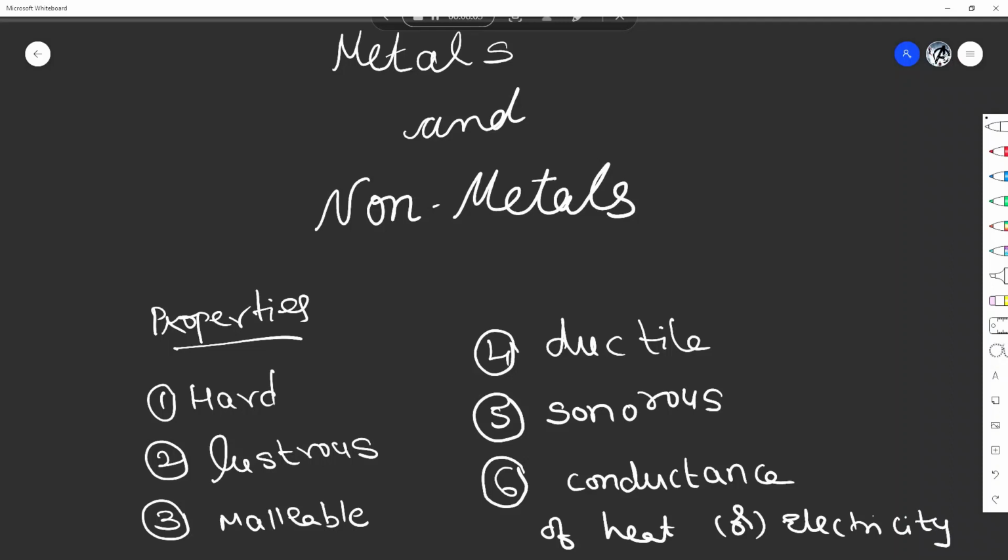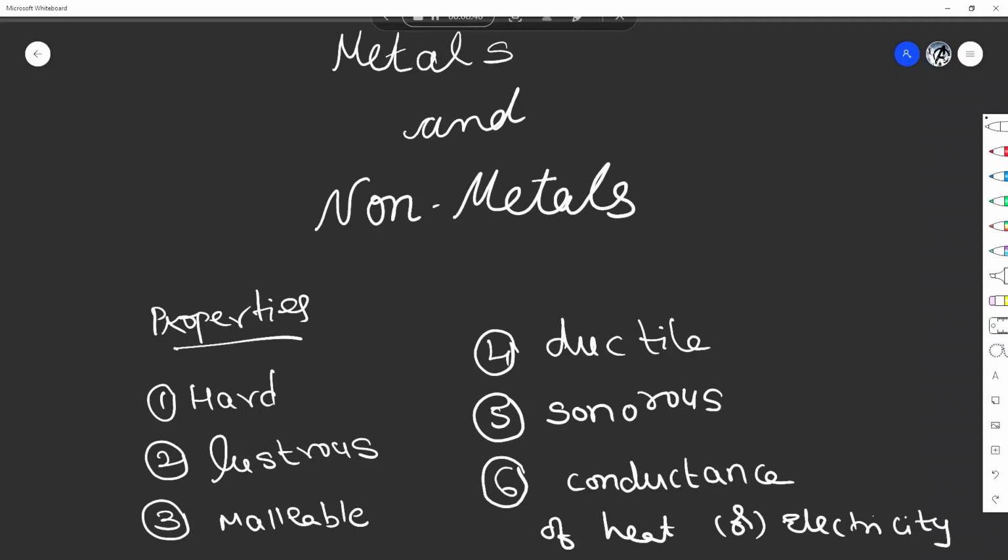Okay, so non-metals. Non-metals need not be hard. They can be soft also. If you take, for example, sand. Sand is not a metal. It is a non-metal. It is soft, right? And lustrous: all non-metals need not be lustrous. They can be dull. They can be dark also. Right? Coal is not shiny. Coal is dark. Wood is not shiny. Yeah, wood becomes shiny when you add polish to it. So wood by itself is not shiny, right? So it need not be lustrous.